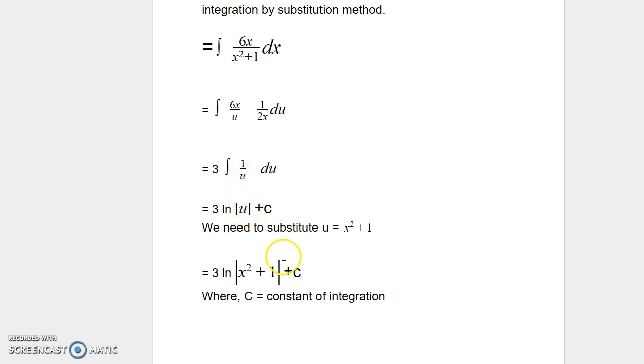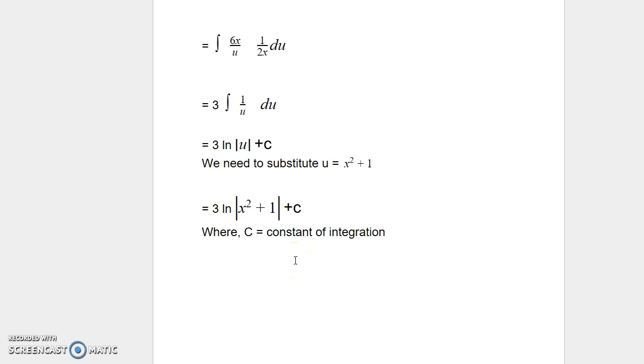Since u we started as x squared plus 1, wherever we see u we're going to substitute x squared plus 1. We want to be able to express our final answer in terms of x and not in terms of u. So wherever we see u, we're going to replace it by x squared plus 1. So we can rewrite this as 3 ln of x squared plus 1 plus c, where c is a constant of integration. So this is the way we want to solve example problems which involve logarithmic functions.